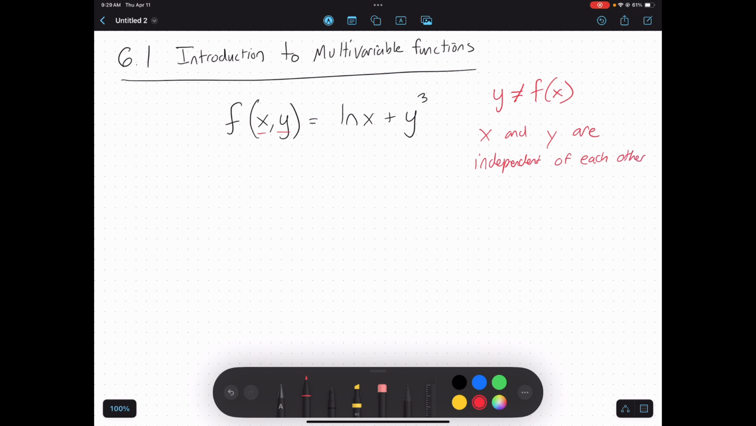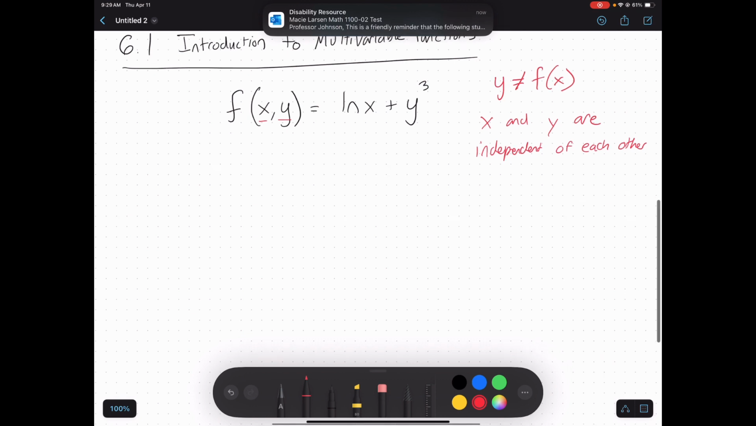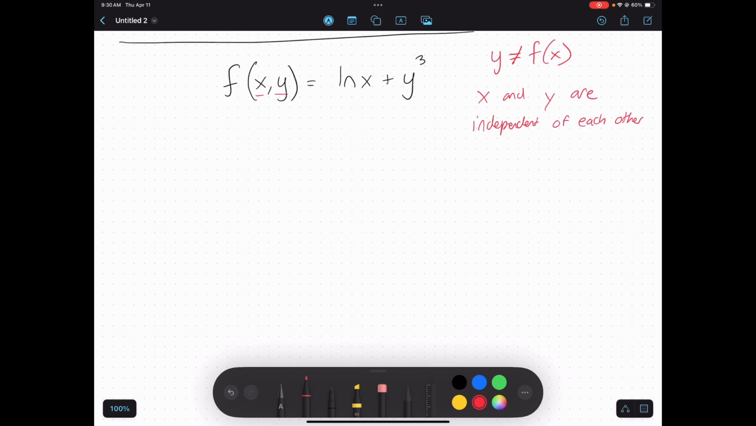If y depends on x, then theoretically you can get everything in terms of x instead of having it both in terms of x and y. A good example of that is the differential equations we did in our previous video. That function was in terms of x and y, but y depended on x, and so we eventually got y in terms of x. But that's not the case here. So that's why when we use this function notation, we notate both the x and the y value.